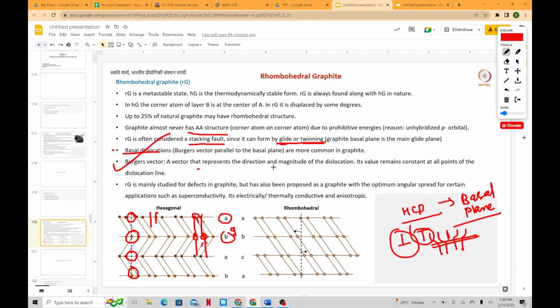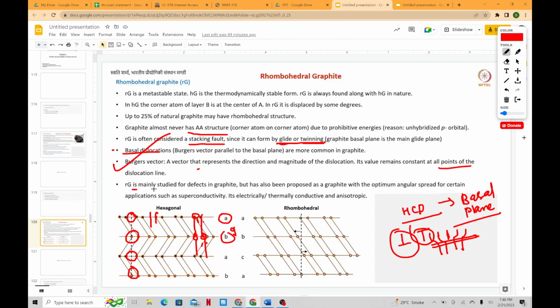So that represents the direction and magnitude of the dislocation. Direction means in which direction the dislocations are going, and the magnitude is the value of that dislocation. Its value remains constant at all points of the dislocation. So this is something very common.